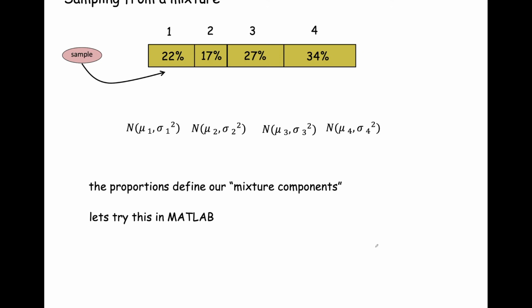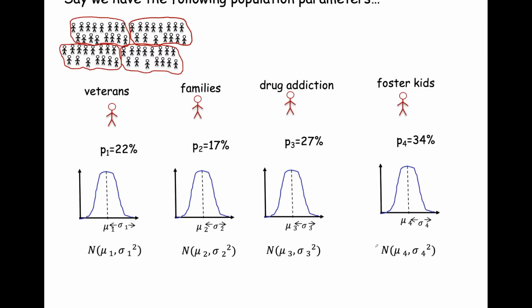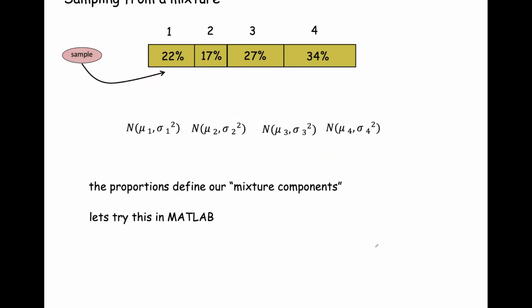So you have your stick breaking construction. 22% of the time, you're going to select the first group, the veterans, the second group, the families, the third group, the drug addicted, and the fourth group, the aged out foster children. And so these proportions define our so-called mixture components. And the mixture components tell you the proportion of the total population that is made up by a particular subgroup. So let's try this in Matlab. We will meet you in Matlab.